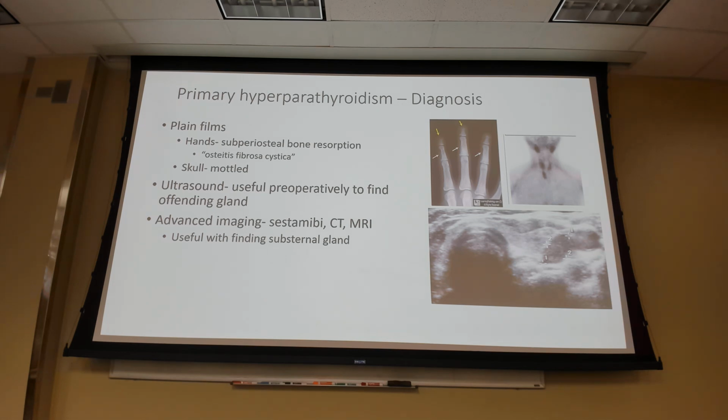All right, so plain films are helpful here in patients that have any sort of bone pain. What we can see is subperiosteal bone resorption, most commonly in the middle finger. We can also do x-rays of the skull, and you'll see that mottled skull appearance. And typically, we get an ultrasound pre-op to identify which of the glands is causing this, whether it's all of them or just one of them. And then we can do advanced imaging studies that are helpful to find any substernal glands or any parathyroid glands that might be somewhere else.